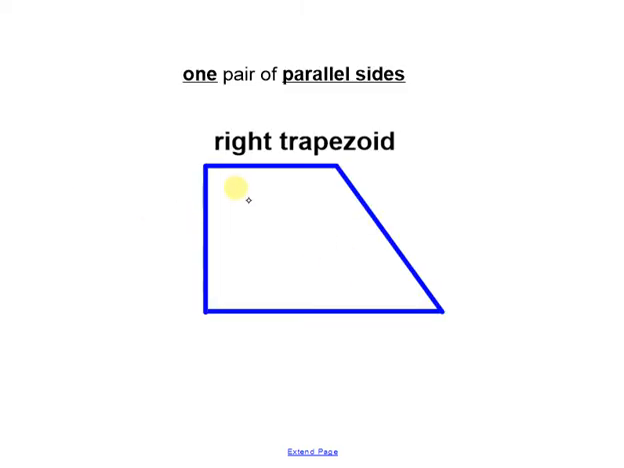And one type of trapezoid is called the right trapezoid. And the reason why it's called a right trapezoid is because right here and right here, it forms a right angle, a 90-degree angle, okay? But again, there's just one pair of parallel lines. See if you can figure out where the parallel lines are. Remember, those are lines that do not intersect each other ever. So it would be right here, and it would be right here.